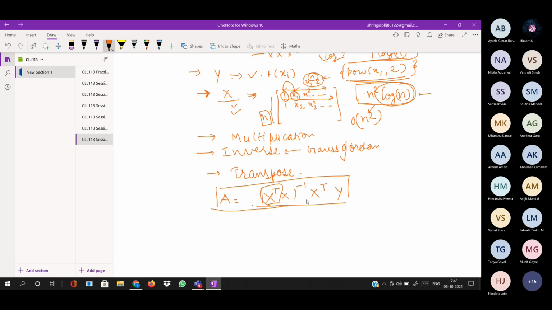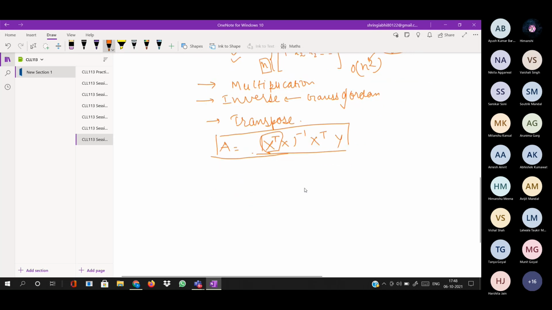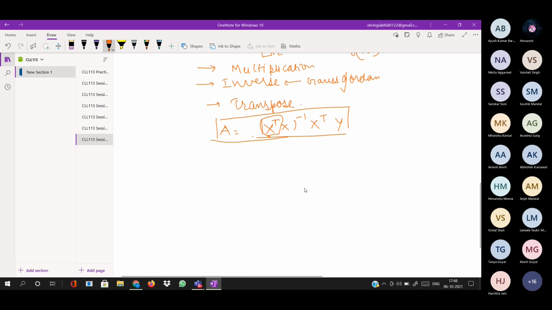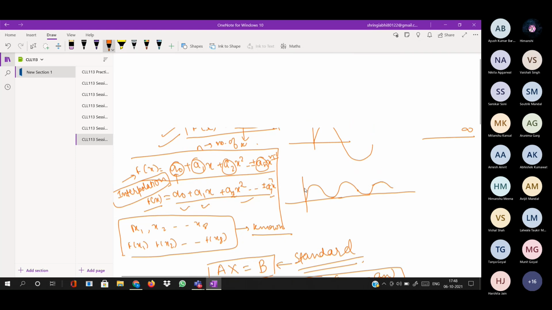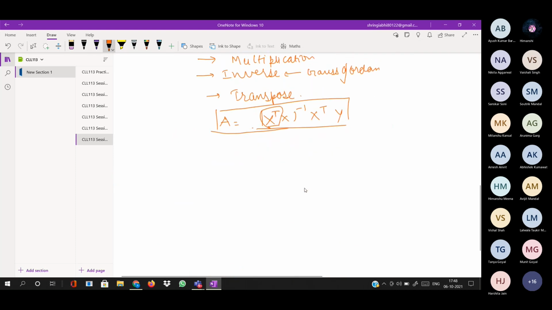No issues with that. I'll come to the point of time complexity later. Now, how much time does this method take? What is the highest time taking step in this whole process?